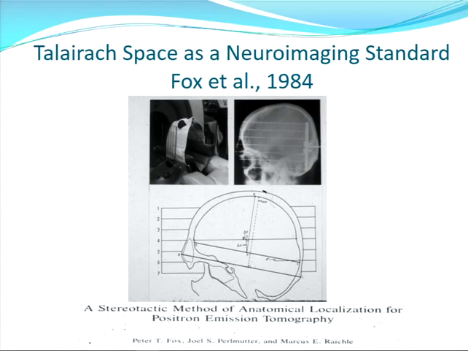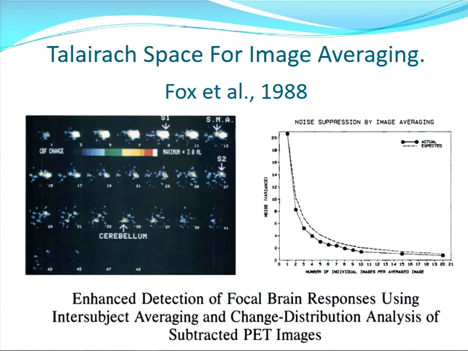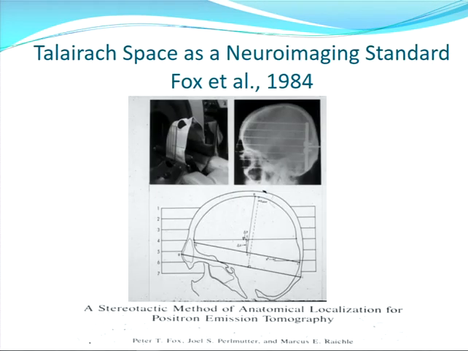One of the earliest ways to spatially normalize brains was developed at WashU by Peter Fox, Joe Perlmutter, and Marcus Raichle. They used a little grid and x-rayed it, and they came up with a schema to find the ACPC line from the skull landmarks. Of course, we have a lot better ways of doing this now, but this was an early stage.